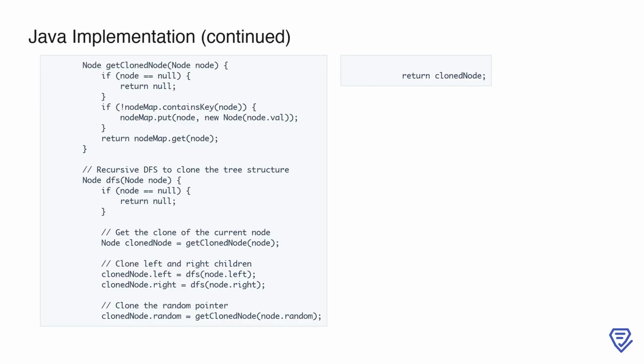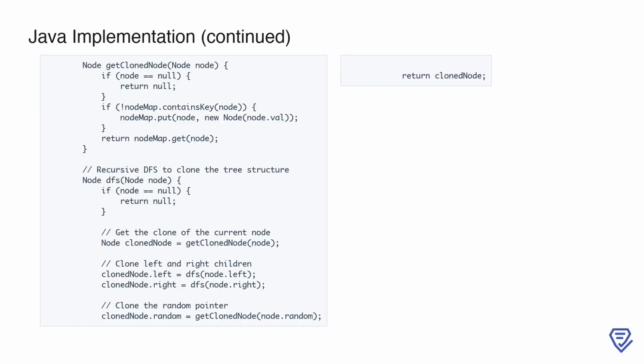If the node isn't already in our node map, we create a new clone node with the same value as the original and store it in the map. This ensures that each node is cloned only once, and we can retrieve the clone node efficiently when needed. Next, we define a recursive DFS method that will traverse the original tree and construct the clone tree.